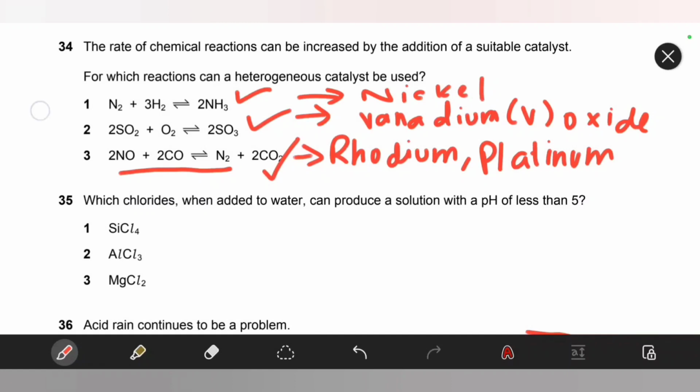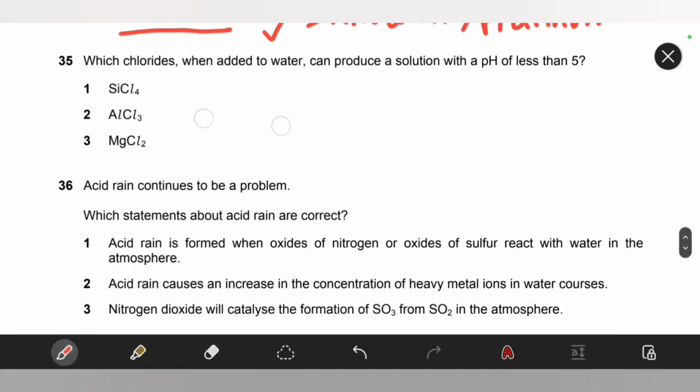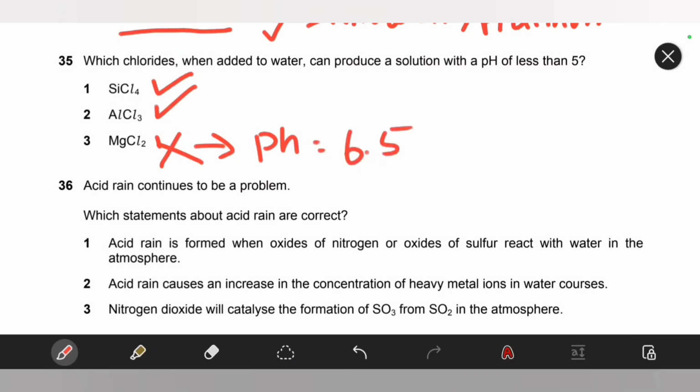Right, so the answer is A. Which chlorides, when added to water, can produce a solution of pH less than 5? So that's silicon chloride, aluminum chloride. Magnesium chloride, not. It produces a solution of pH 6.5. So the answer is B.